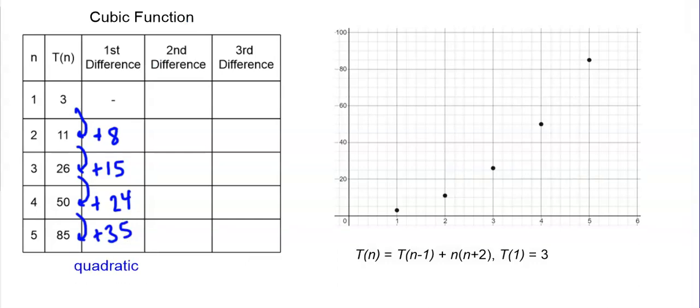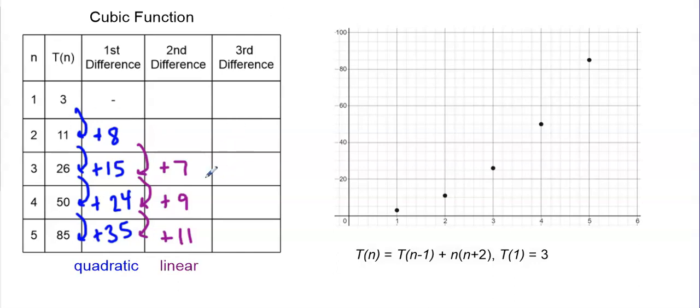Now let's look at the second differences of this cubic function. To get from 8 to 15, we have to add 7. To get from 15 to 24, adding 9. 24 to 35, we're adding 11. This is a linear rate of change. So the second difference for a cubic function is linear.